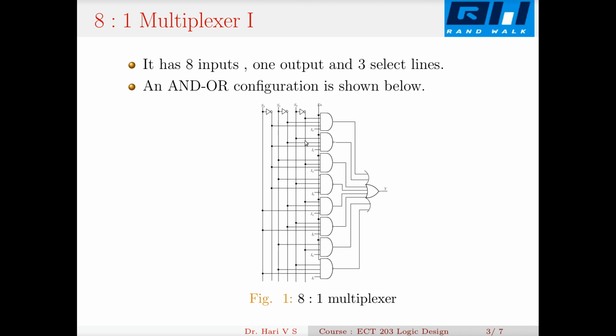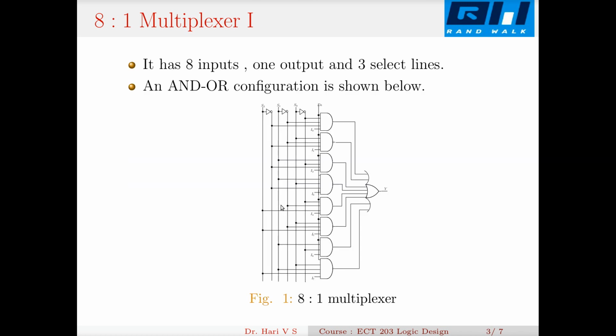Here it is S2 bar, S0 bar, S1, S0 bar, that way. So I have all the minterms M0 to M7 happening here. They go to different AND gates. And then there is a common enable signal given to all AND gates. Only if this enable is high will this circuit work. So this is the AND-OR configuration.